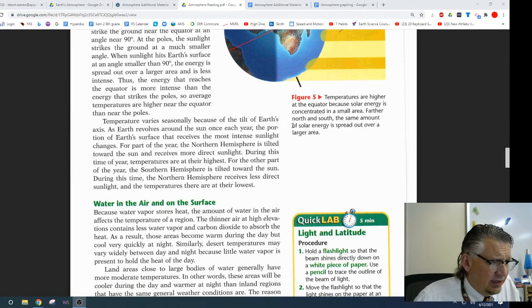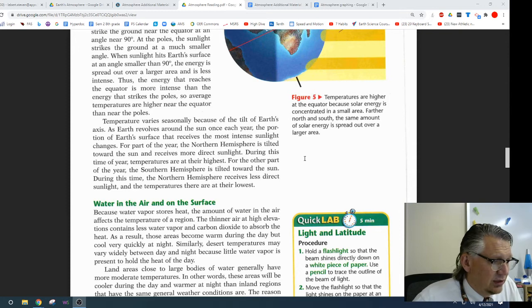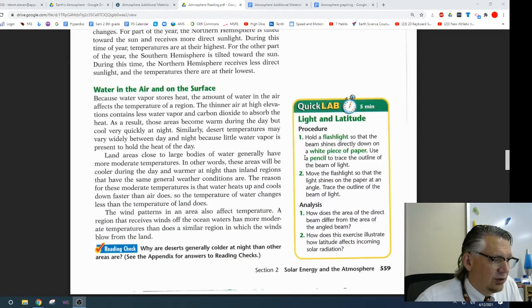Temperature varies seasonally because of the tilt of the Earth's axis. As the Earth revolves around the sun each year, the portion of the Earth's surface that receives the most intense sunlight changes. For part of the year, the northern hemisphere is tilted towards the sun and receives more direct sunlight. During this time of the year, the temperatures are at their highest. For the other part of the year, the southern hemisphere is tilted towards the sun. During this time, the northern hemisphere receives less direct sunlight, and the temperature there is at its lowest.